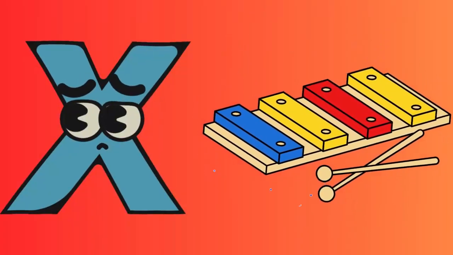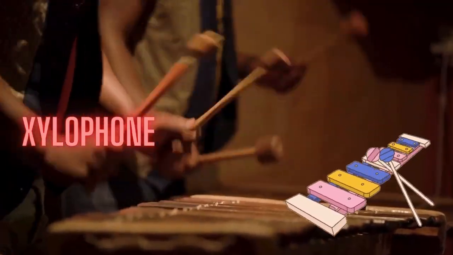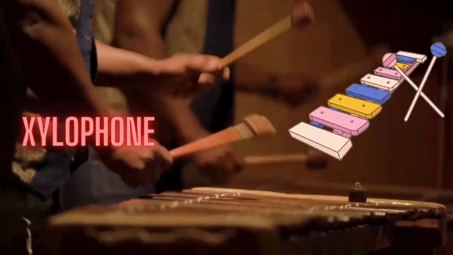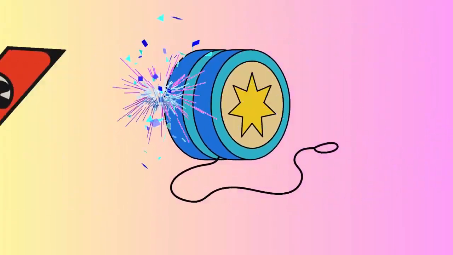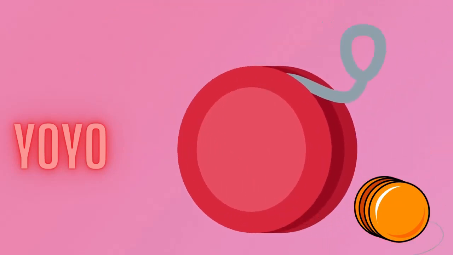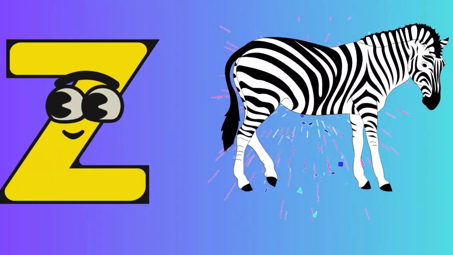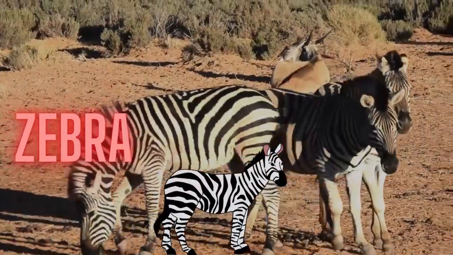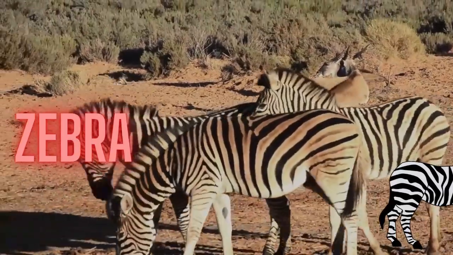W, whale. X is for xylophone, zip zip xylophone. X, xylophone. Y is for yoyo, zip zip yoyo. Y, yoyo. Z is for zebra, z z zebra.